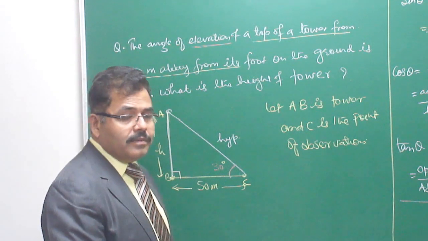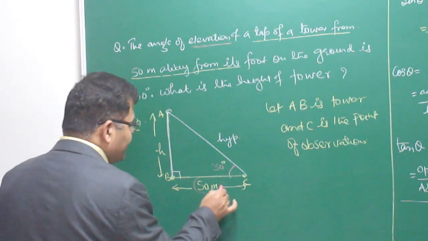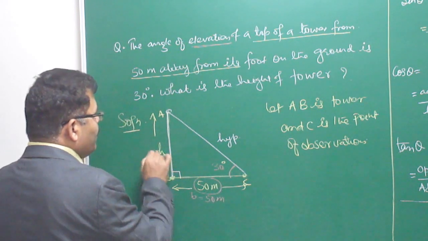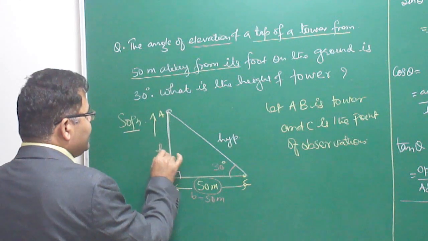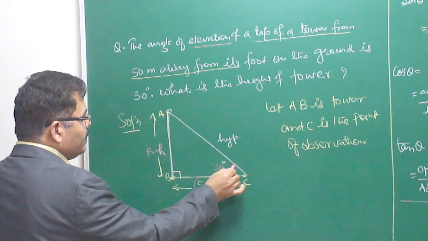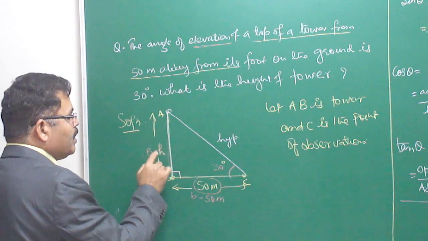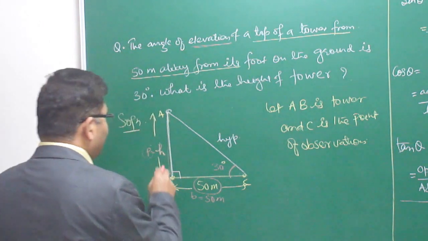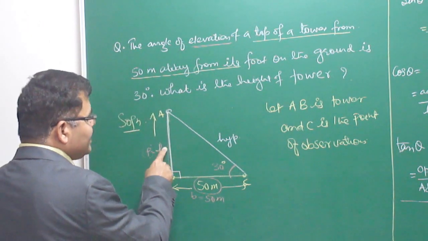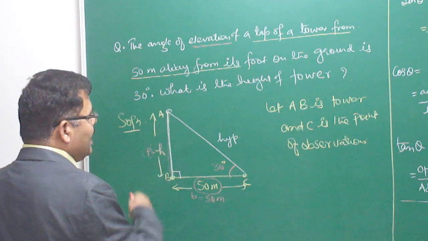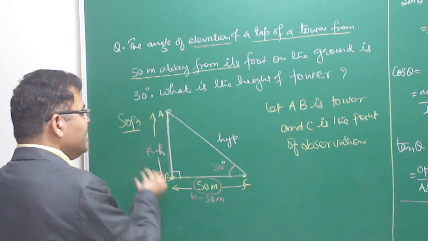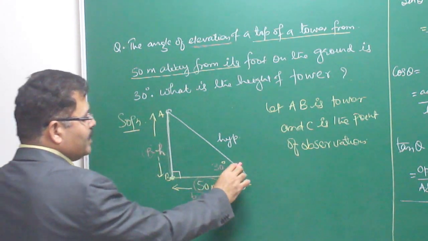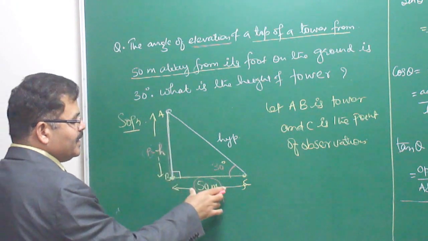What is given? We have been given this 50 meter, and this is the base. Base is 50 meter. And what do we have to calculate? Height. Height is the perpendicular, the opposite side. Don't consider that H is the significance of hypotenuse. No, H stands for height. You may write L, you may write P, you may write K, anything. H represents height here, not hypotenuse. So for this angle, this is P, this is B.